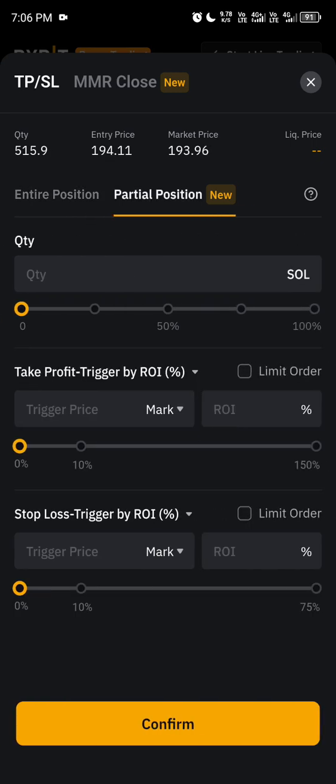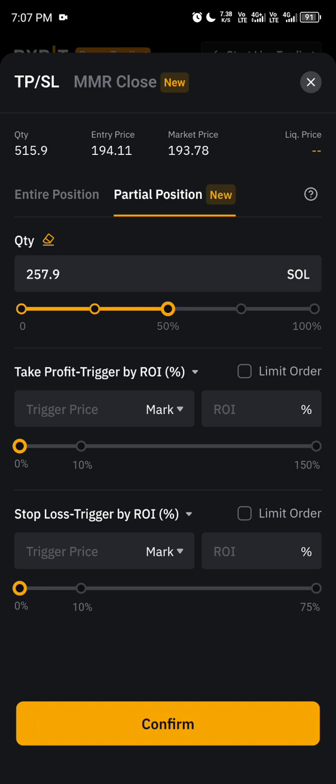Now, you see, it's asking you how many percentage of quantity do you want to sell off at a given price. So now you want to set it in form of limit order, but before a limit order could be set, your position need to have been triggered first. So now that your position is triggered, we can set our partial position in form of a limit order. So let's say the total quantity I have is 515.9, right? So we have 50% now. 50% of my total position.